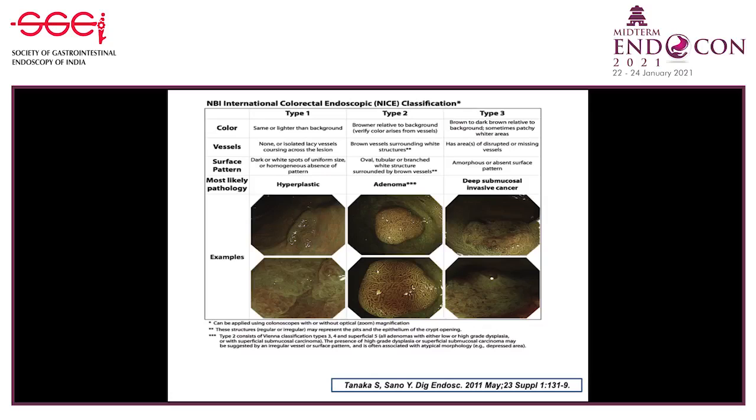One of the popular classifications available for colorectal polyps is the NICE classification, which stands for NBI International Colorectal Endoscopy Classification.